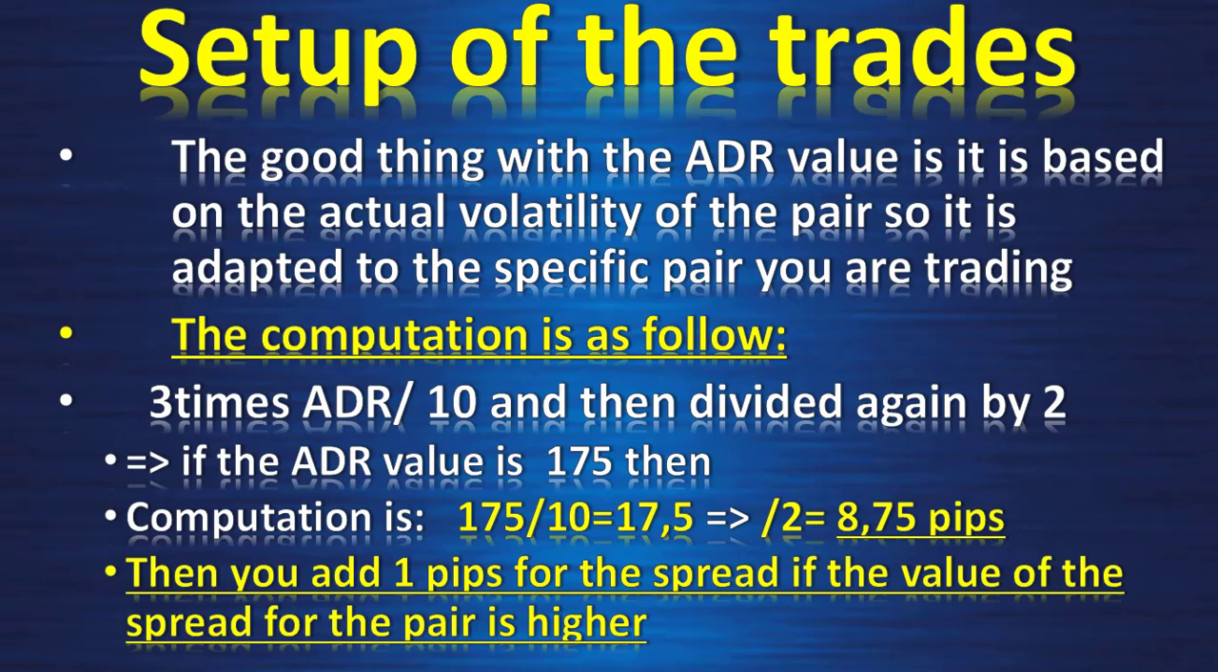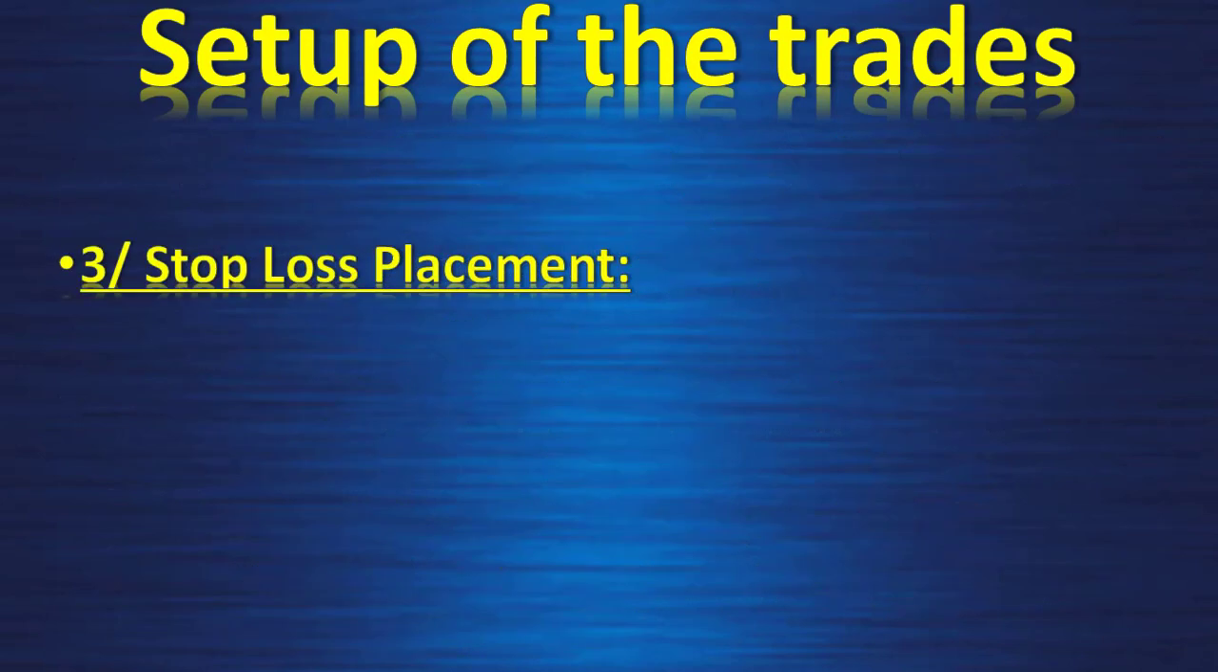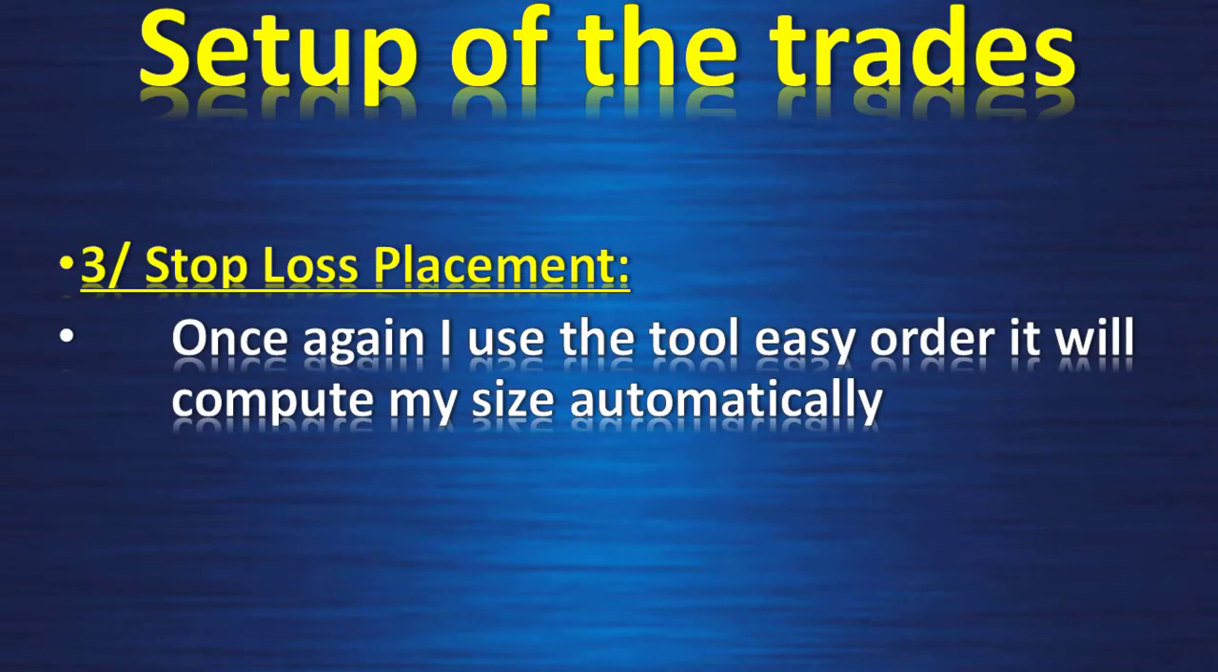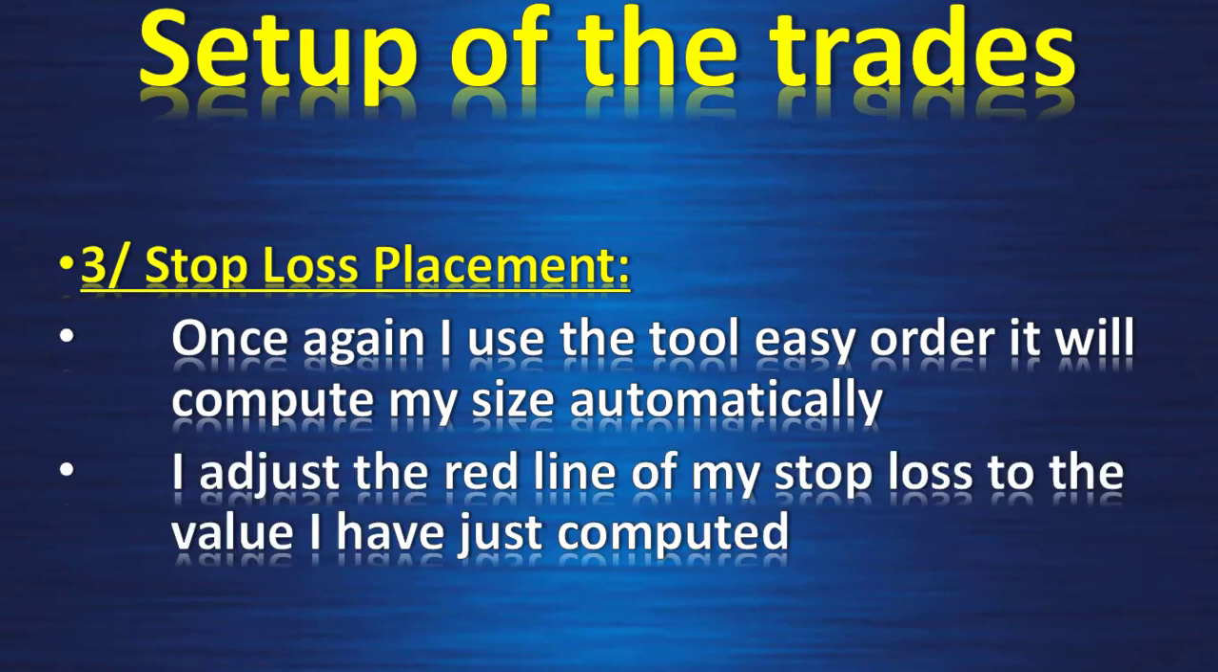Then you add 1 pip for the spread. If the value of the spread for the pair is higher, you add more. 3. Stop loss placement. Once again, I use the tool Easy Order, it will compute my pips automatically. I adjust the red line of my stop loss to the value I have just computed.